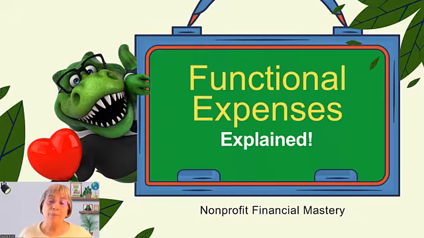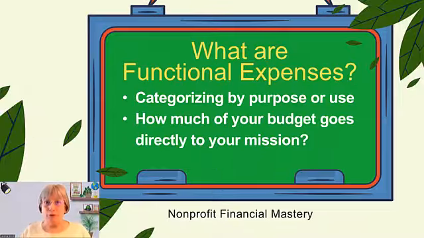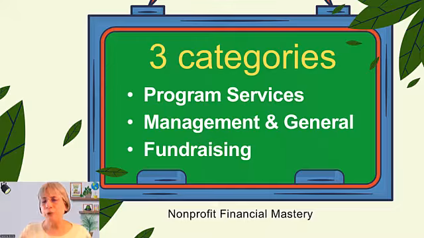I want to talk to you today about functional expenses and why it's important, how to manage them, all that stuff. So let's jump in. So first of all, what are functional expenses? It's all about categorizing things by purpose or use. And what that tells us is how much of our budget goes directly to satisfying our mission. The higher that percentage is, the better it looks for the nonprofit. So we categorize our expenses into three different categories: program services, management and general, and fundraising. Let's take a look at each one of those.